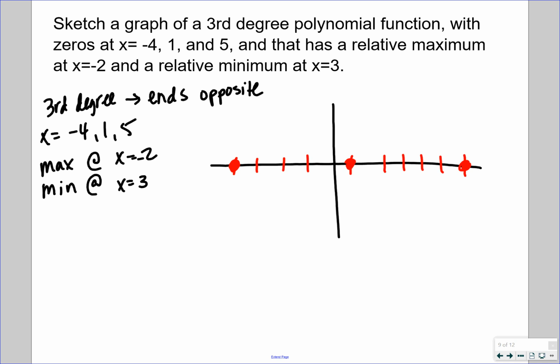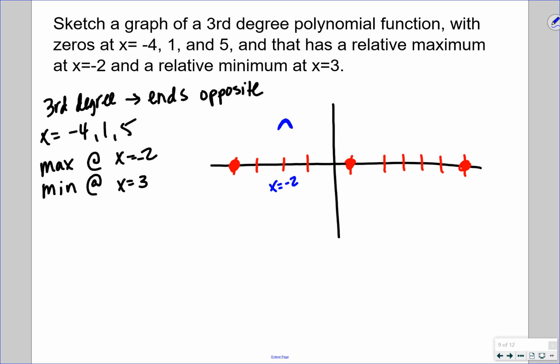I know that my ends are going in opposite directions because I have a third degree polynomial. I know I have a maximum at -2, so here is where x is -2. I'm going to have a top of a graph there, so maybe I'll put this little thing up here to let me know maximum. And then when x is 3, I'm going to have a low, a minimum. And then my ends need to go in opposite ways. So it seems like it would be best to connect this graph this way.